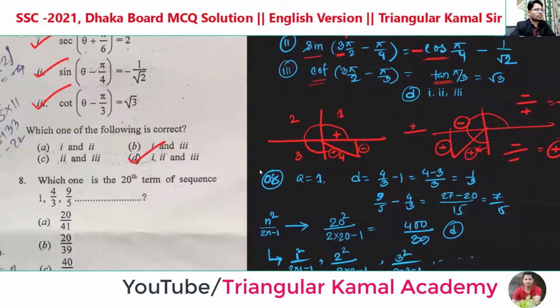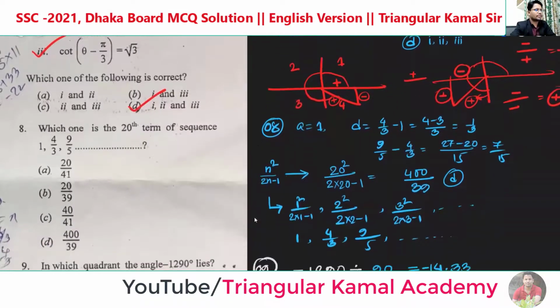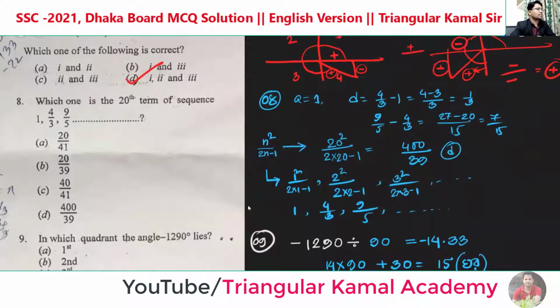Now see the next question, question number 8. Another important question here: which one is the 20th term of the sequence? So here we see the sequence. Here this is 1, and this is n square, and then twice n minus 1.